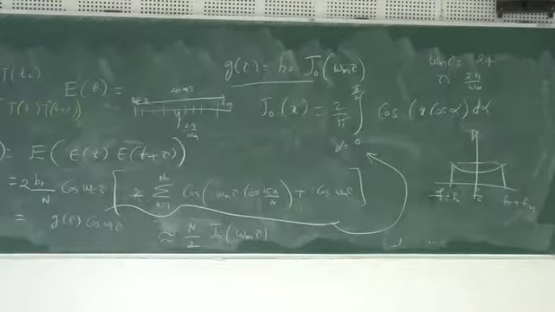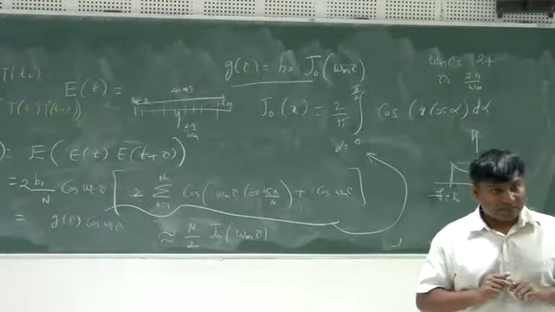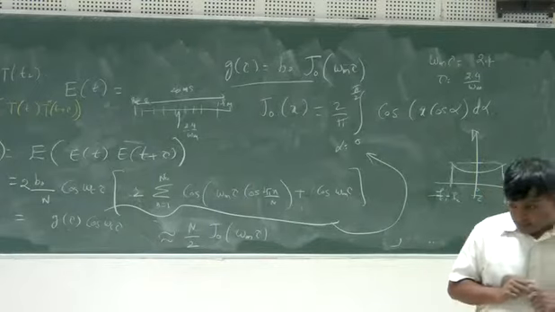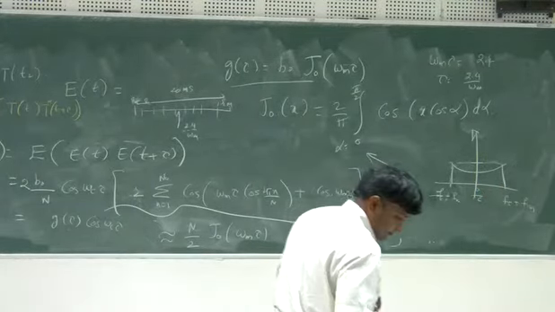Let's take GSM bandwidth. The bandwidth is 200 kilohertz. And what is the symbol period for 200 kilohertz?